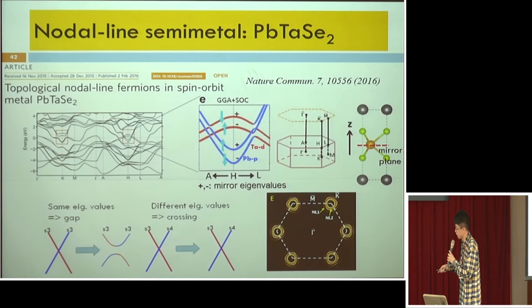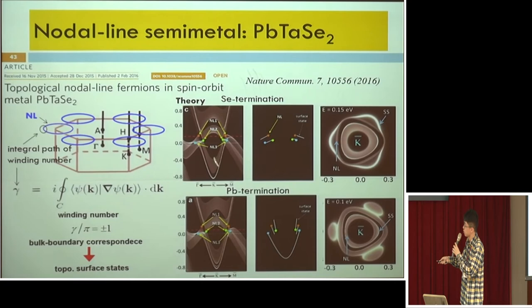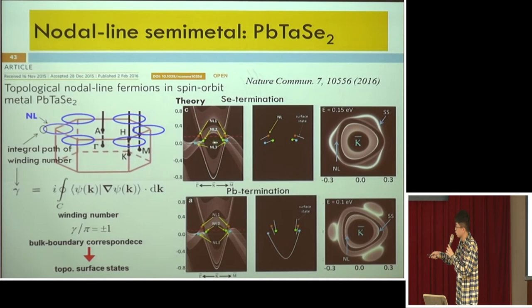Okay, this is a surface spectral wave simulation. It's our simulation. The shaded area is the bulk projection, and the bright lines are the surface state. But because the surface state is very close to the bulk projection, please see this schematic here. These colored dots are the nodal points, and the white line is the surface state.